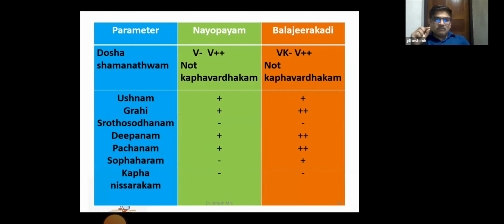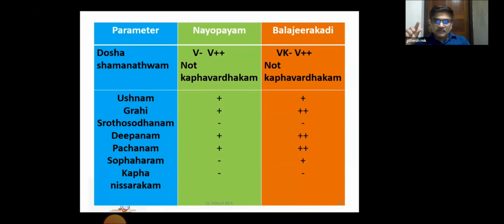Both are Vata Samana. But at the same time, Nayobhaya is Vata Samana, not Kapha Vata. This Balajiragadi is Vata Kapha Samana, Vatadhika Vata Kapha Samana. Nayobhaya is simple Vata Samana. This is the difference between them.